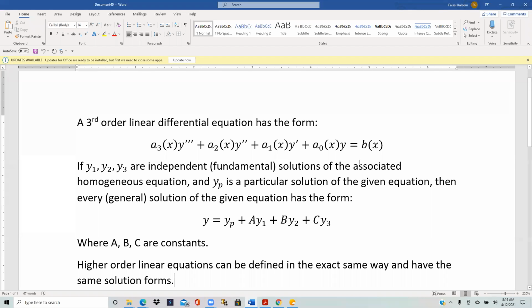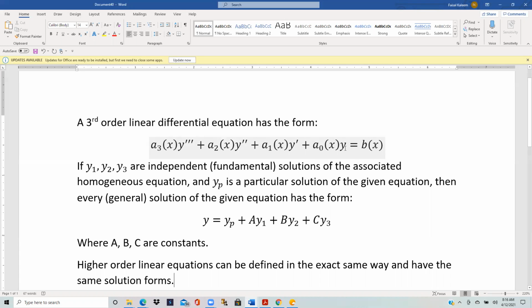In this section, we will look at third order linear differential equations. Now, we've mainly studied first order and second order linear differential equations. A third order equation has a similar form. You have a function of x times y triple prime plus a function of x times y double prime plus a function of x times y prime plus a function of x times y equals a function of x. So any equation of this form will be a third order linear equation.